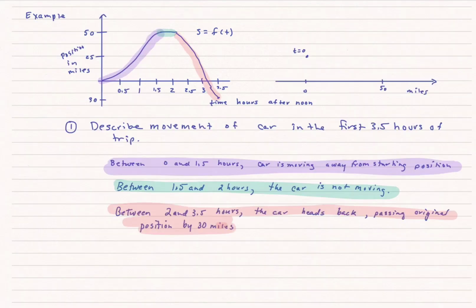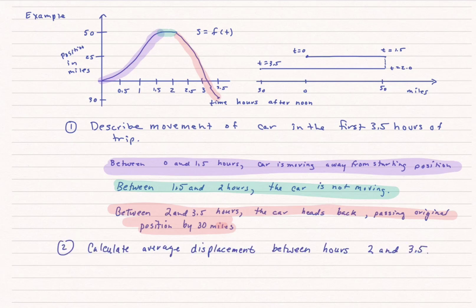Let's sketch what this would look like. At t equals 0, the car is traveling away from its starting point until it is exactly 50 miles away. At that point, the car is resting, and between t equals 1.5 hours and 2 hours, nothing happens. Then the car returns in the opposite direction and goes past the original starting point by 30 miles. And this occurs until t is equal to 3.5 hours.